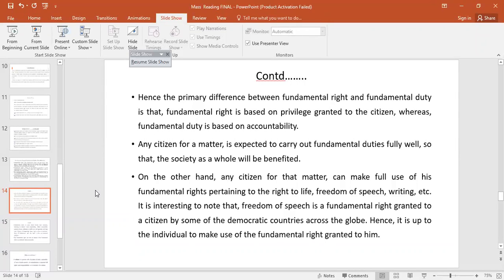Any citizen for that matter is expected to carry out fundamental duties fully well so that the society as a whole will be benefited. On the other hand, any citizen for that matter can make full use of these fundamental rights pertaining to the right to life, freedom of speech, writing, etc. It is interesting to note that freedom of speech is a fundamental right guaranteed to the citizens by some of the democratic countries across the globe. Hence, it is up to the individual to make use of the fundamental right granted to them.